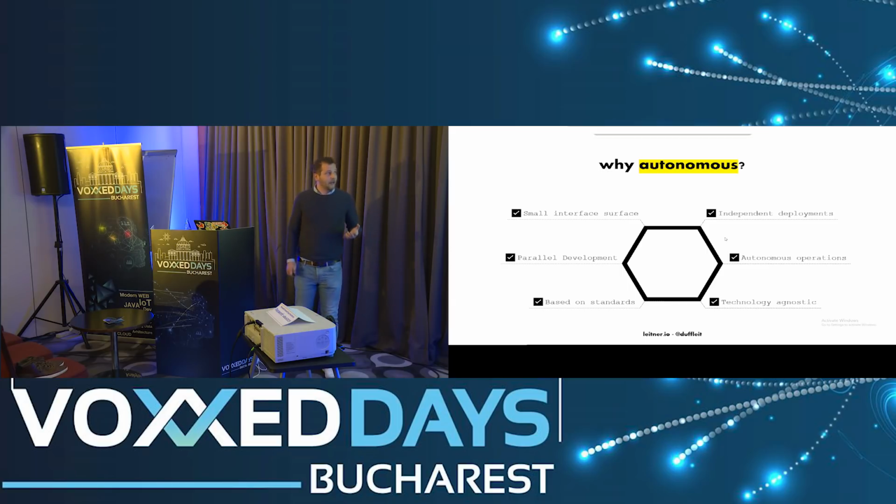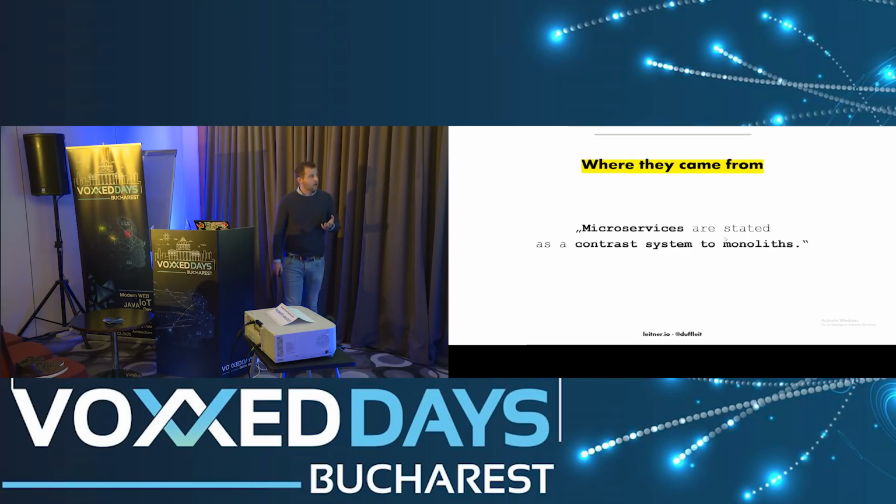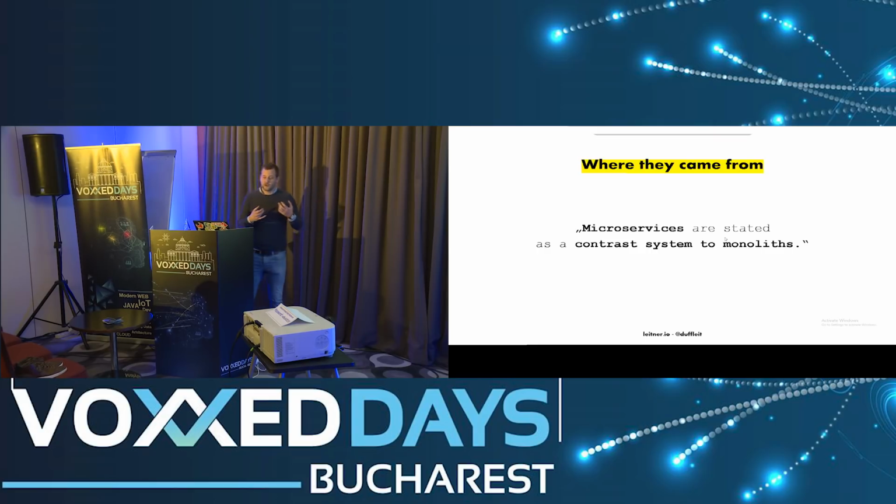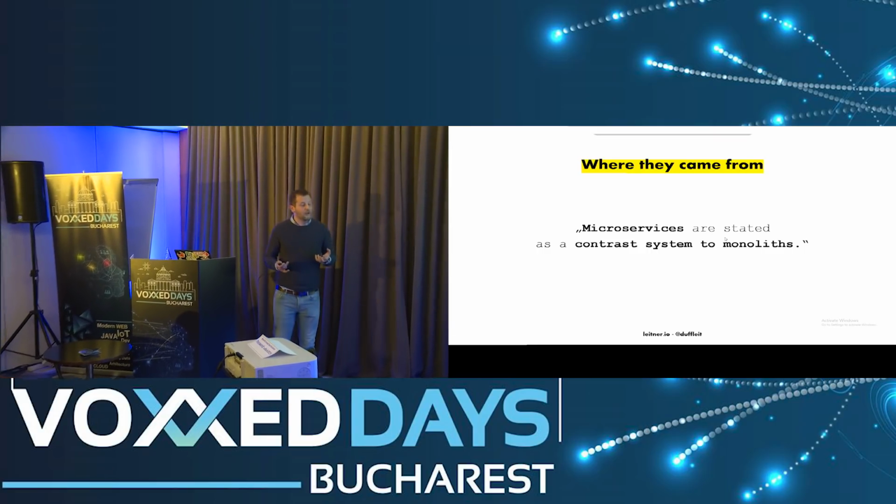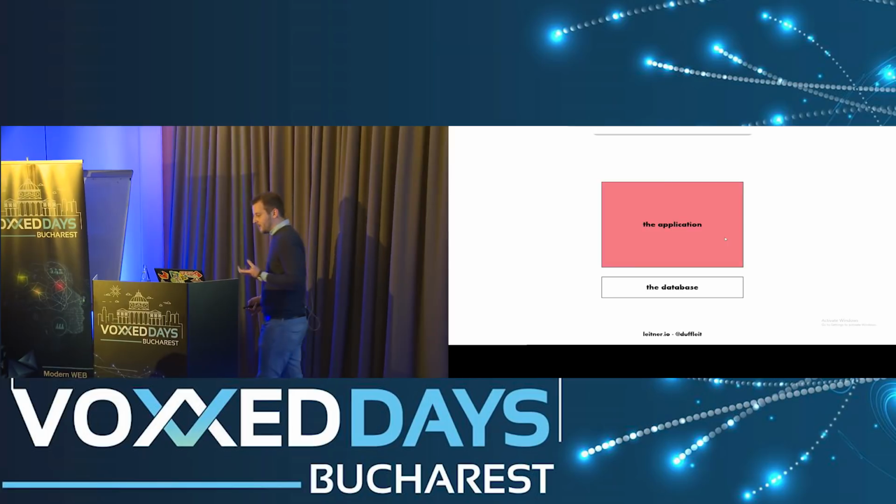So where did it come from, right? The third question. Well, Sam Newman stated them clearly as a contrast system to monoliths, right? That's what he said. That's why he decided to give it the name microservices. That's why he wrote this book, because it says it's a contrast system to what we have so far, right? So what did we have, right? This is how it looked, right?